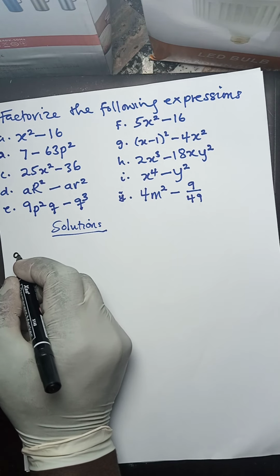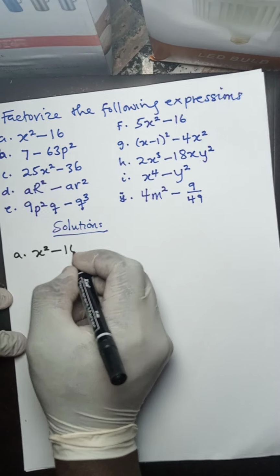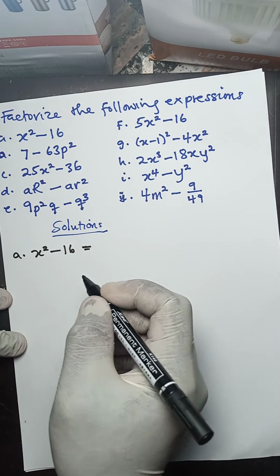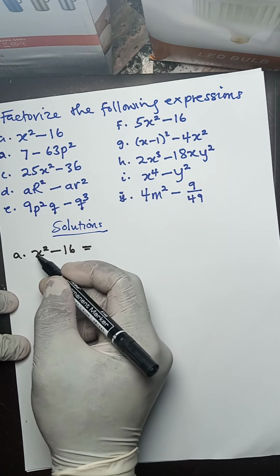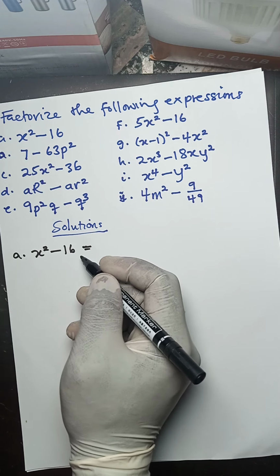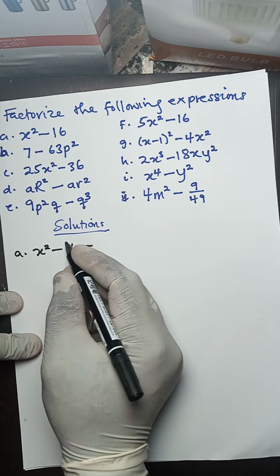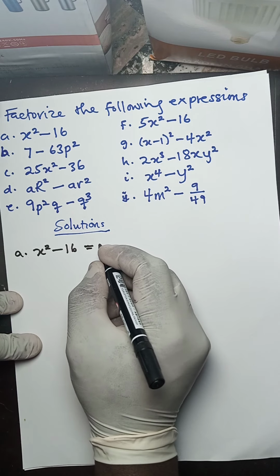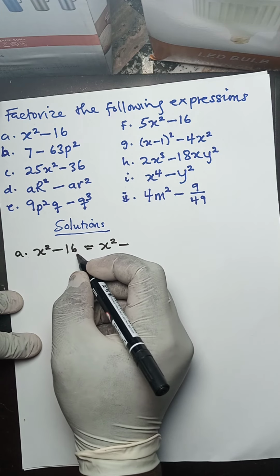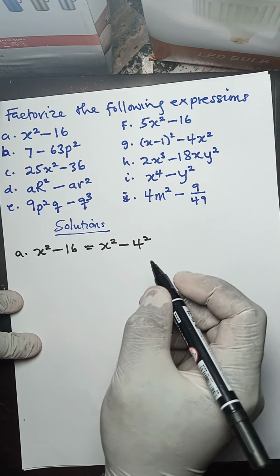If I pick the first one, we have x squared minus 16. I'll first go through this and see if I get a common factor. We don't have a common factor yet, so I can continue with my difference of two squares. Now this becomes x squared minus, and we know 16 to be a perfect square, which is the same as 4 raised to the power 2.